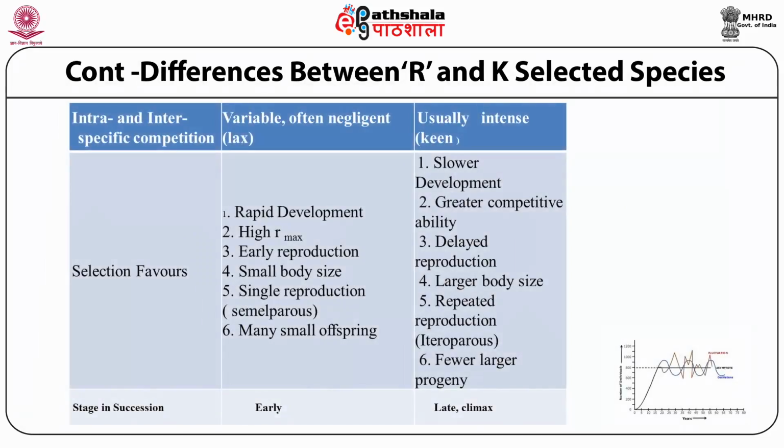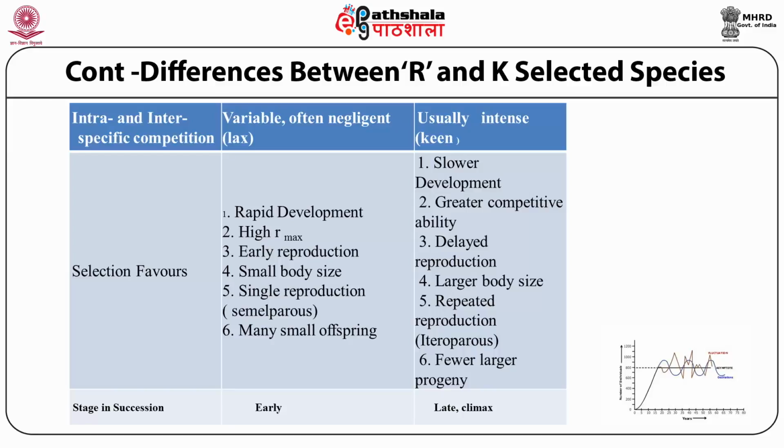The intra and interspecific competition in the case of R-selected populations is variable and generally negligible, whereas in the case of K-selected populations, the competition is always very intense and is commonly referred to as keen type of competition, whereas in the case of R-selected, it is referred to as lax type of competition.